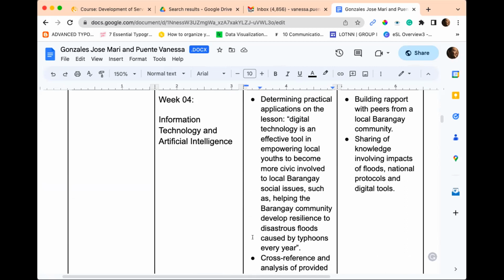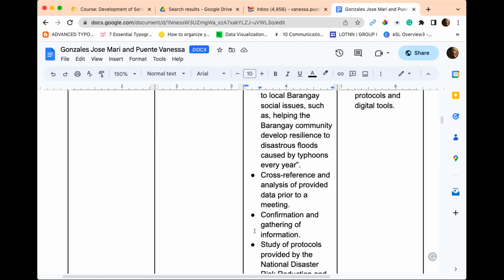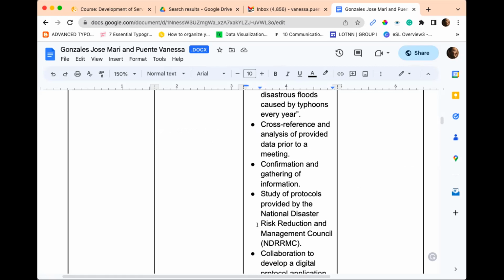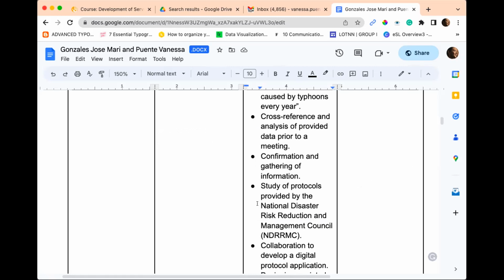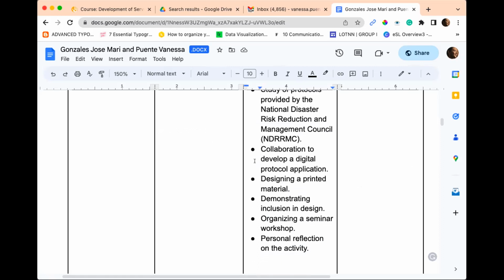information technology and artificial intelligence, another set of activities for the students happens to be cross-referencing and analysis of provided data prior to a meeting, followed by confirmation and gathering of information, and study of protocols provided by the National Disaster Risk Reduction and Management. And the last set would be collaboration to develop a digital protocol application, designing a printed material, demonstrating inclusion in design, organizing a seminar workshop, and personal reflection on the activity.